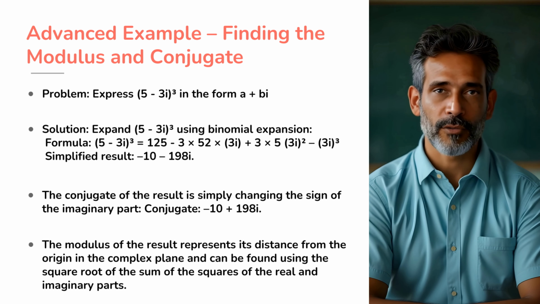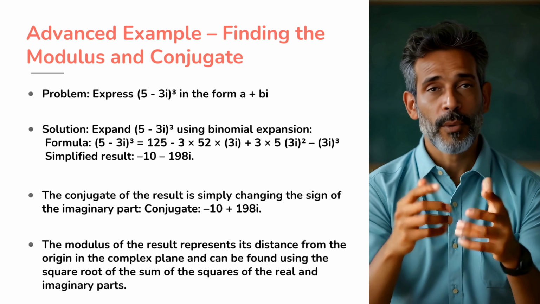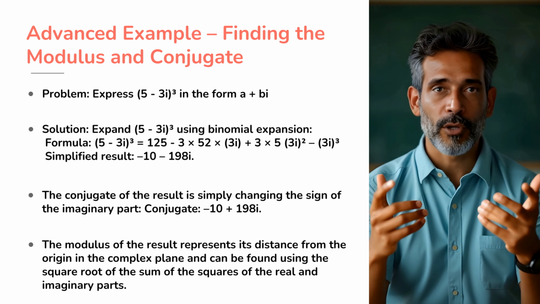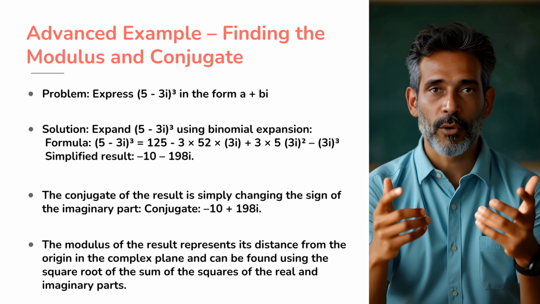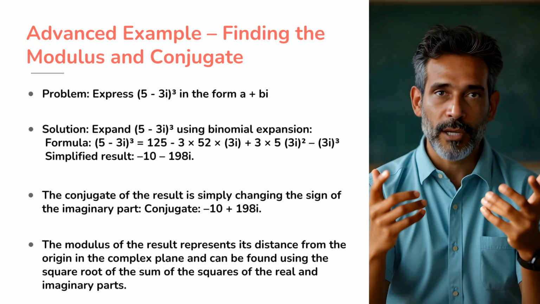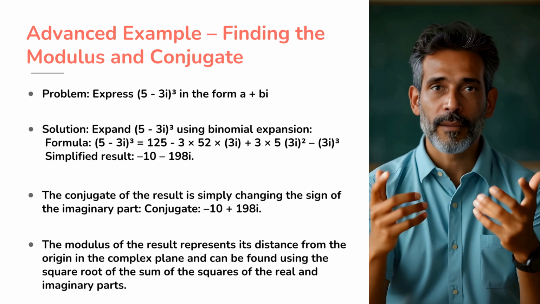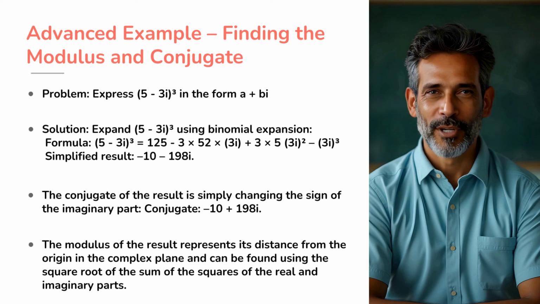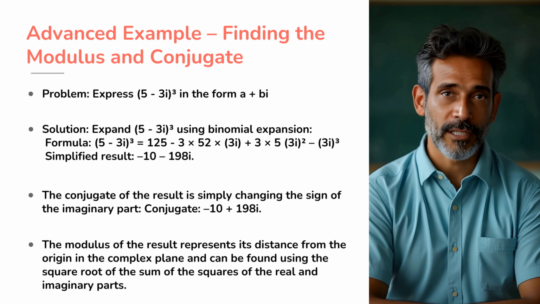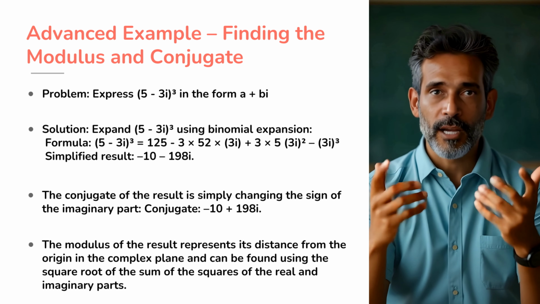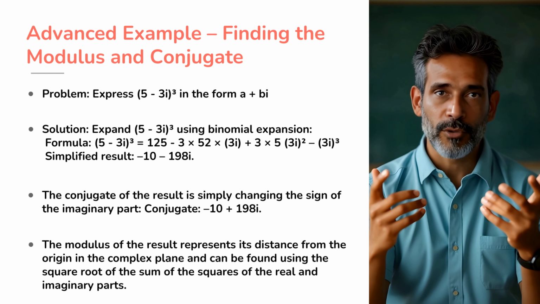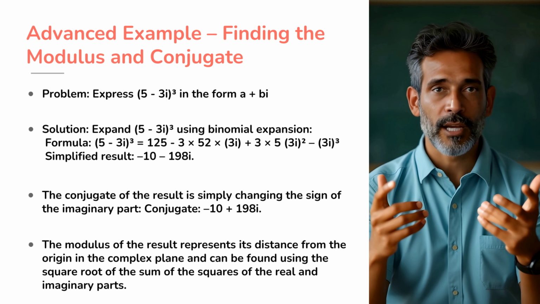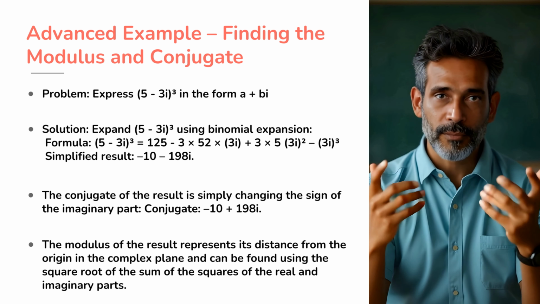Let's try a more advanced example. Problem: express (5 - 3ι)³ in the form a + ιb. Solution: expand using binomial expansion. That is, (5 - 3ι)³ equals 125 - 3 times 25 times 3ι + 3 times 5 times (3ι)² - (3ι)³.